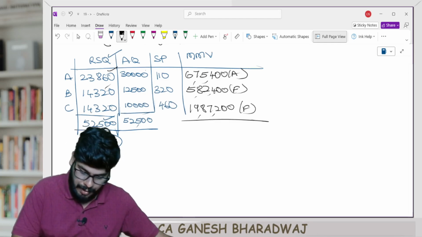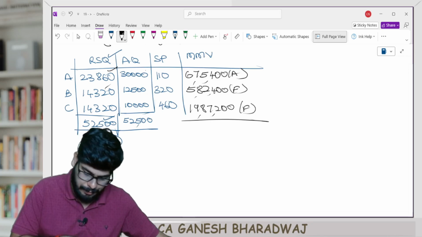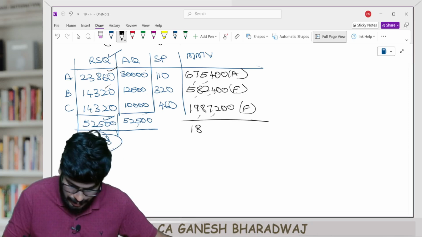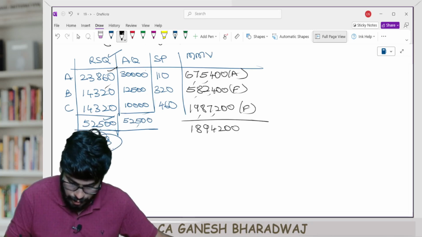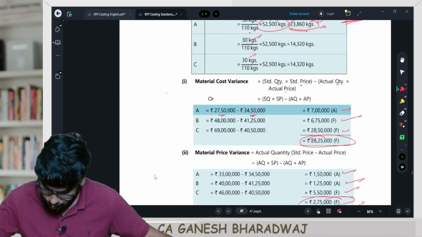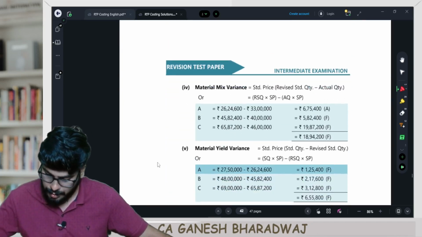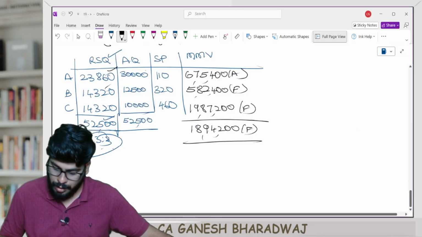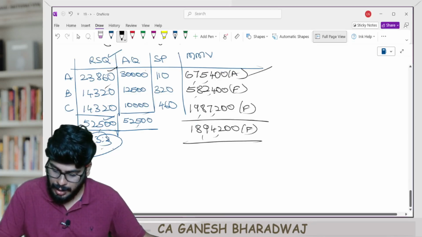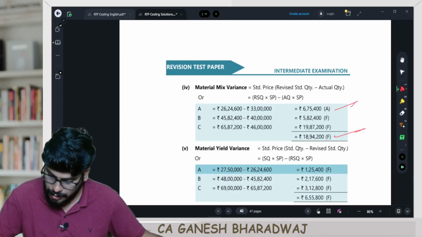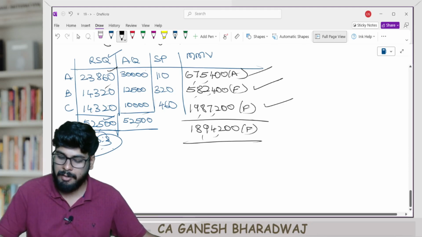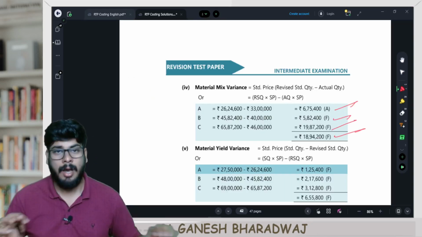This plus 582,400 minus 675,400 gives you a total of 18,94,200 of favorable variance. Hope the answer matches what they have arrived at. Yes, 18,94,200. So the way they have arrived at it is 675,400 adverse, for B it's 582,400 favorable, and here it's 19,87,200. Are you clear with this?